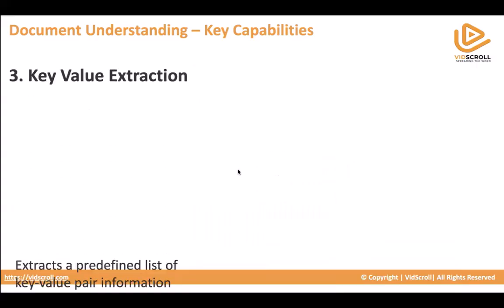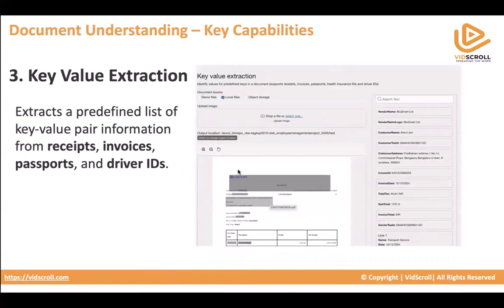The third is key value extraction. Like I told you, you can provide a document like an invoice or receipt, and the document understanding service will be able to find the key information, like the vendor name, date of invoice, maybe total tax. It has out-of-the-box keys using which the document understanding service will be able to find the key information.